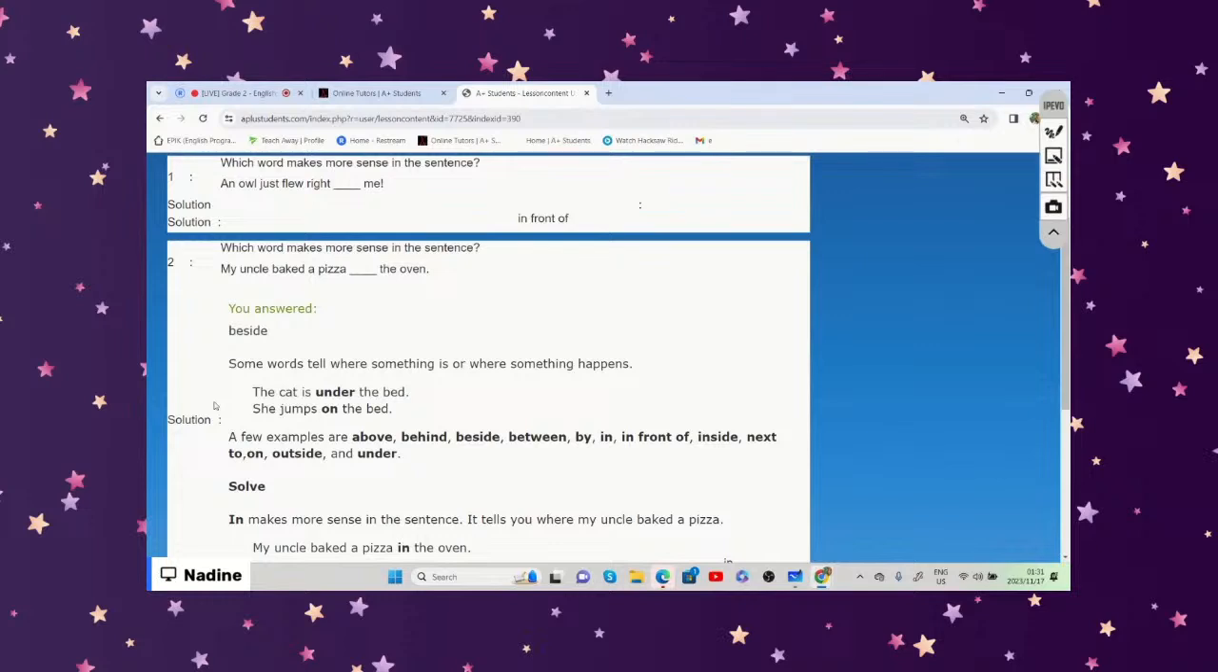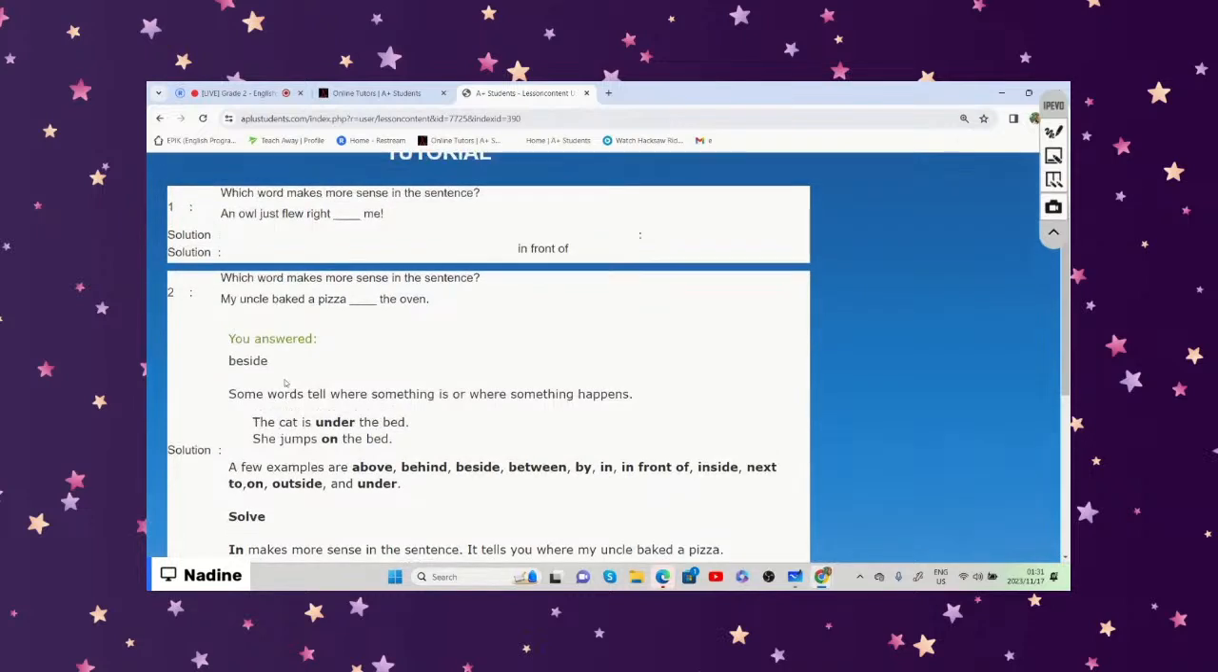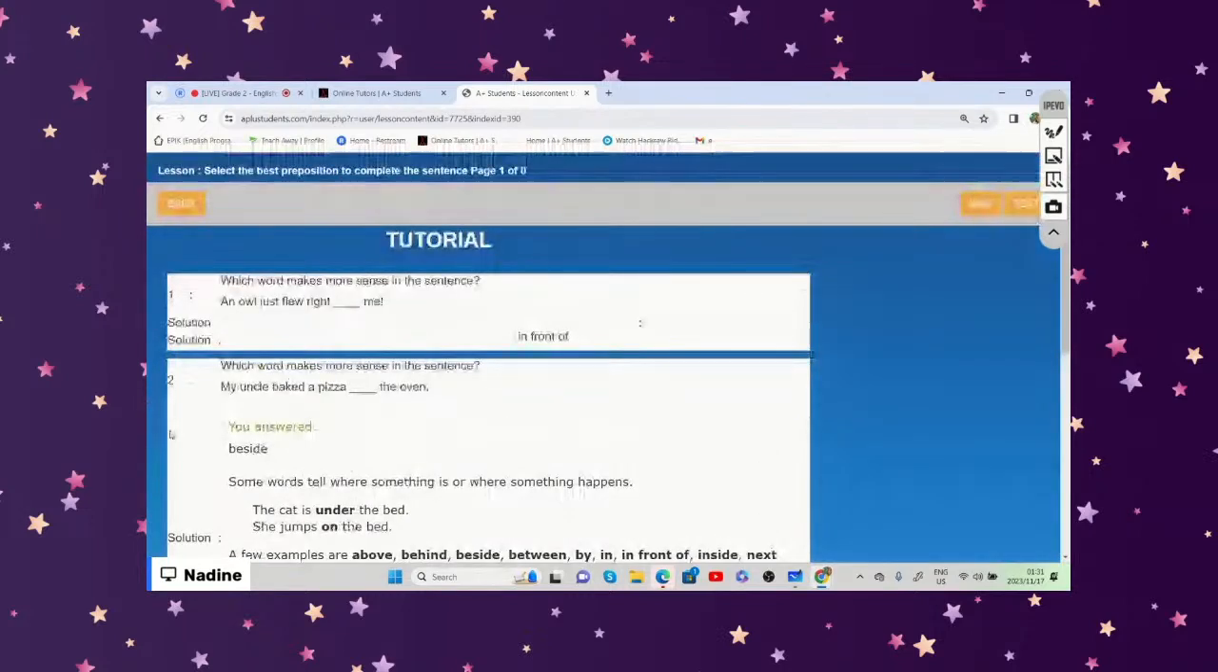All right. If we look at our activity, it says, which word makes more sense in the sentence? So we need to say which word makes more sense in a sentence.